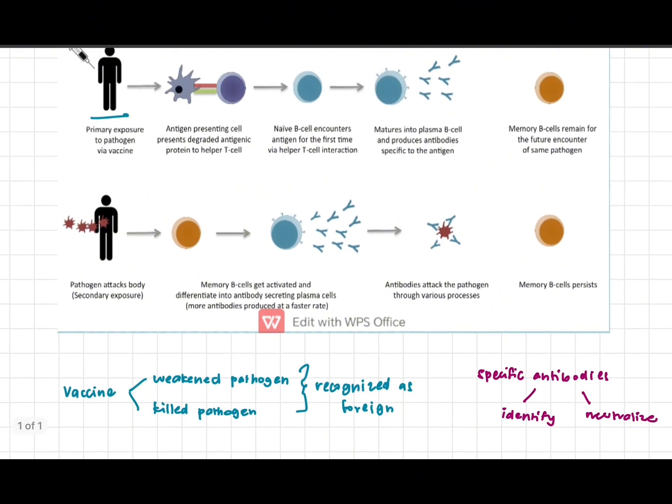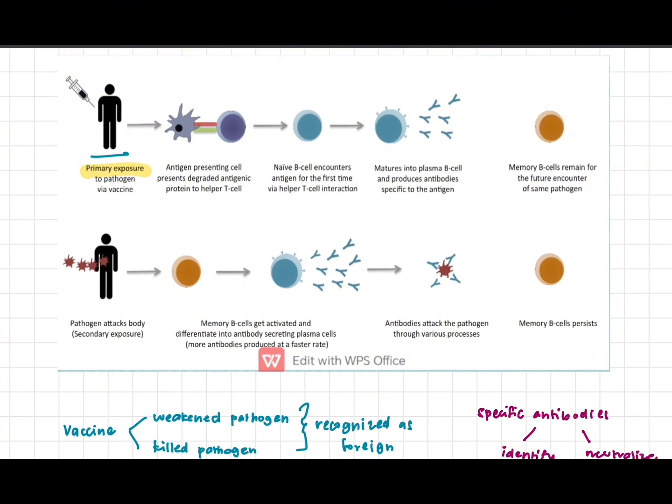So the first step in the immune response is the primary exposure to the pathogen via the vaccine. The introduction of the antigens activates specialized cells called APCs, or antigen presenting cells, which are found in different tissues throughout the body.